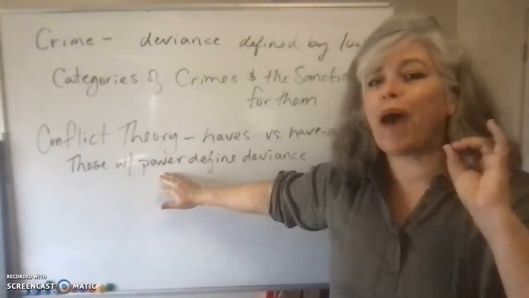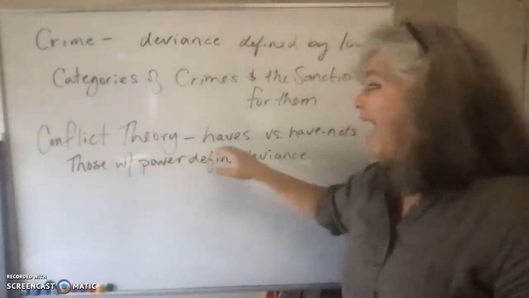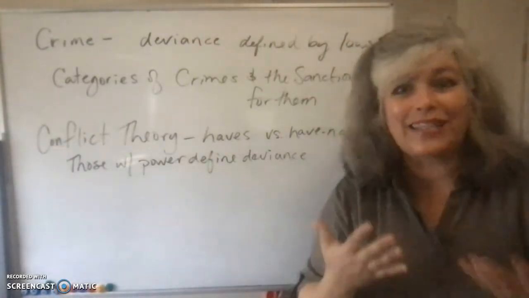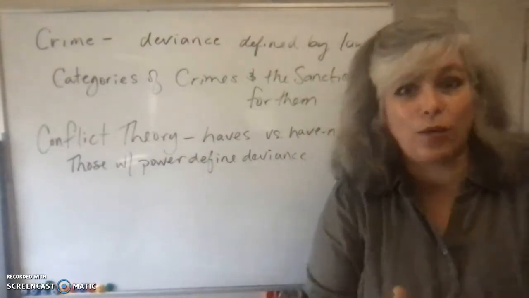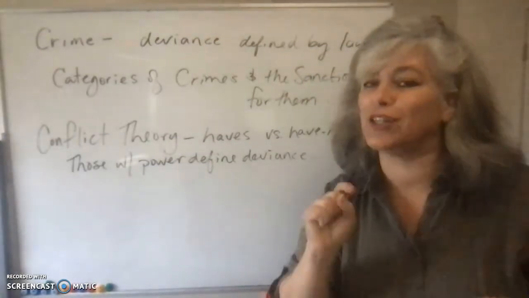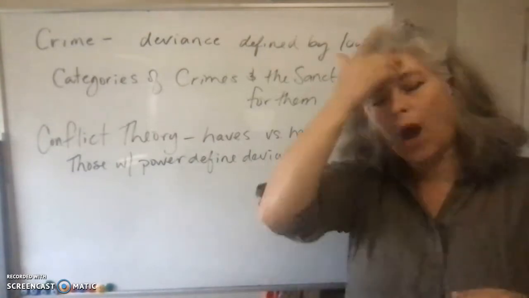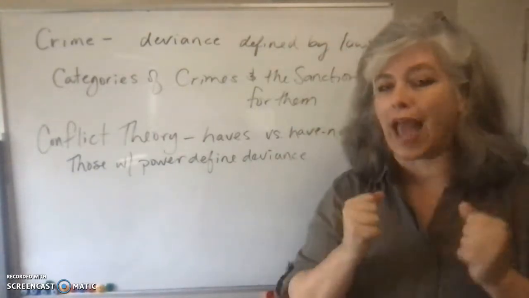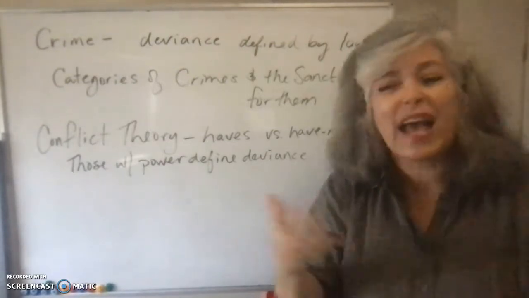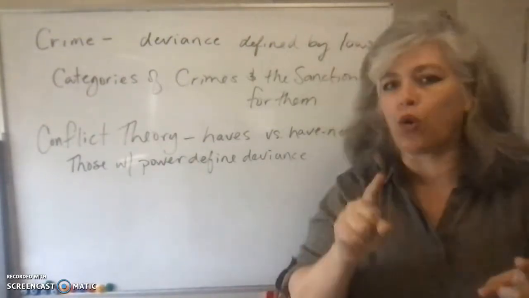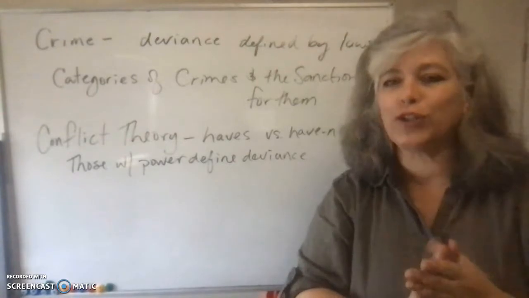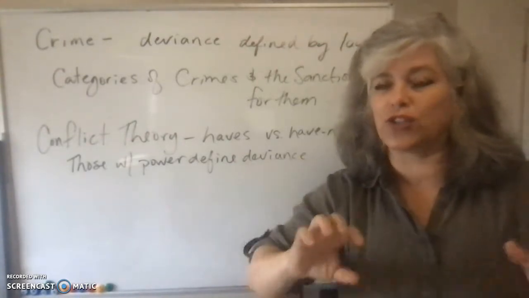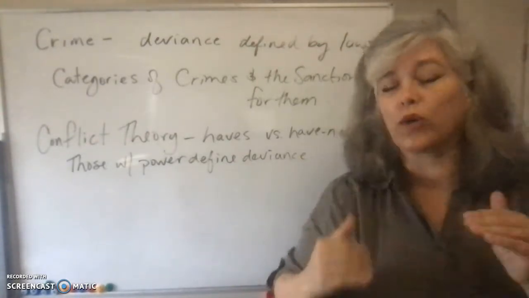So, those with power, as we have noted in previous videos, those with power in society, or the haves, they are the ones who get to define what the laws are to begin with. They get to establish what the sanctions are to begin with. So what I want to direct you to do when you are thinking about conflict theory and crime in particular, any type of deviance really, but crime in particular, I want you to forward to, in chapter 6, the section on categories of crime.